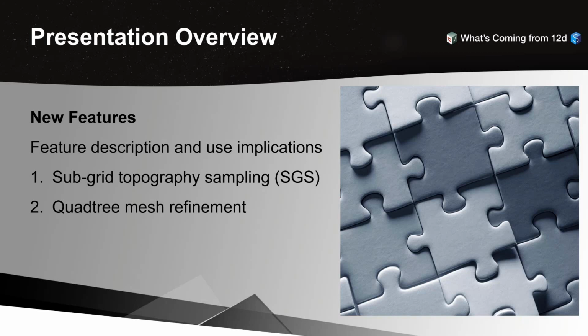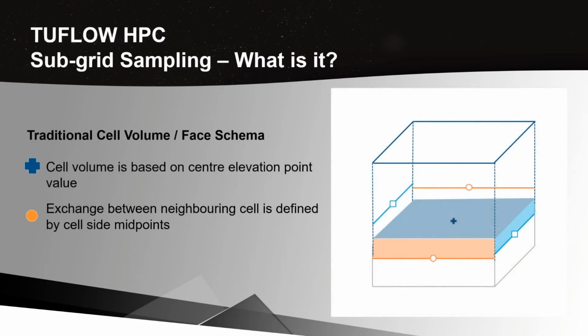Thank you for the opportunity to present today. This presentation is going to provide you with an overview of two new features in TUFLOW and also discuss the implications they have on your modelling. The two features are Sub-Grid Topography Sampling and Quadtree Mesh Refinement. Let's start with Sub-Grid Sampling. This one comes free with HPC. You don't have to purchase a new module to access this feature.